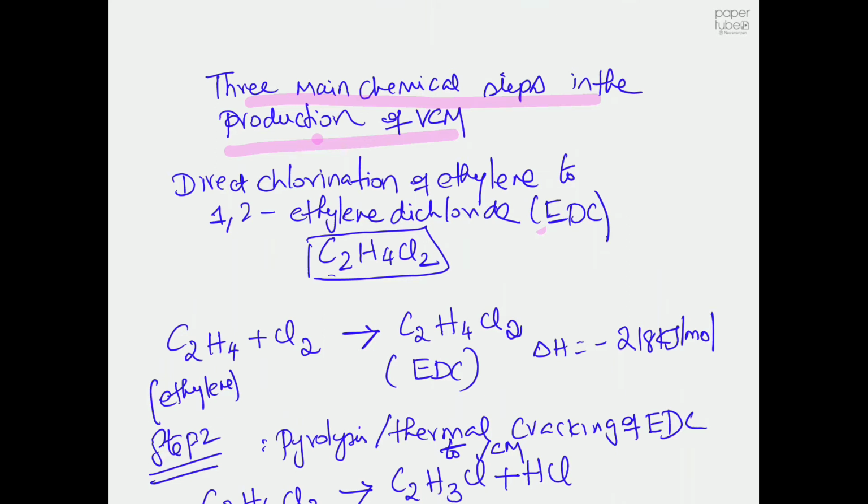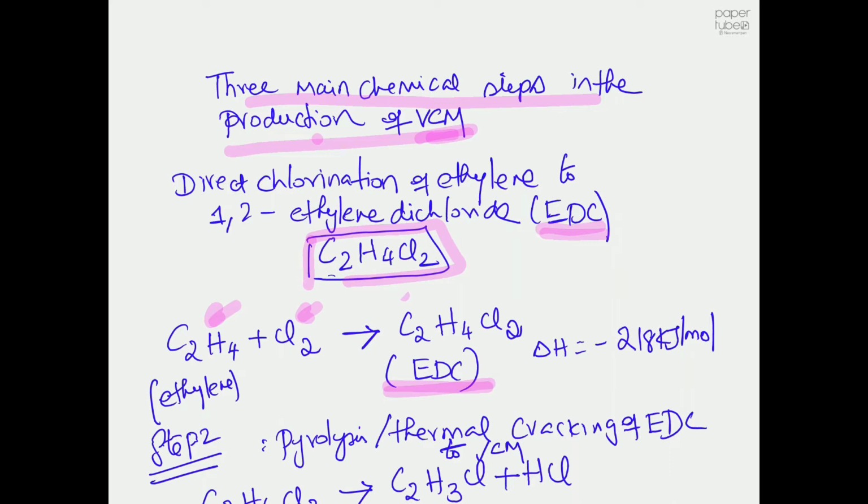So the first step is the chemical reaction: direct chlorination of ethylene to 1,2 ethylene dichloride, which is nothing but ethylene dichloride. So I use this simple notation EDC. EDC means ethylene dichloride, and VCM means vinyl chloride monomer. So that's the chemical formula for ethylene dichloride. I wrote the full chemical reaction here. So that's your ethylene, and you have your Cl2 chlorine, which gives your ethylene dichloride.